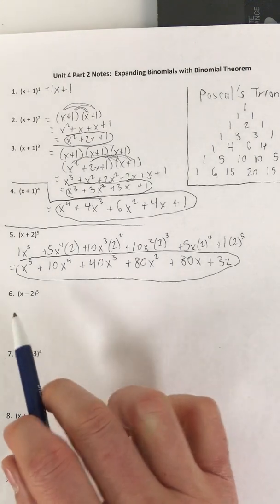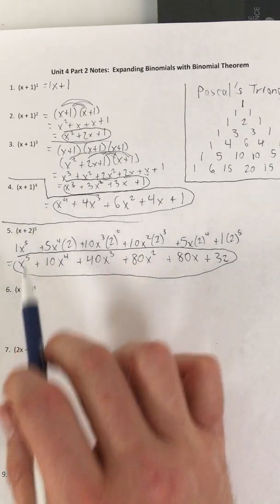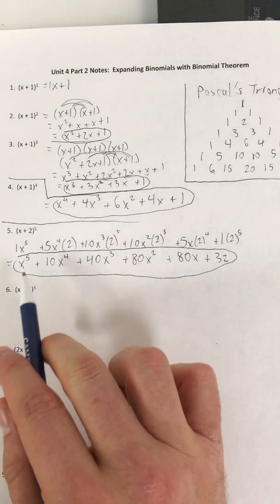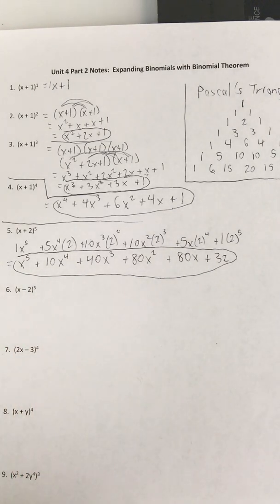Okay, now, next problem. It's almost the same thing. It's an x minus 2 to the 5th. So how do you think that minus will affect this answer? All right, some people might be thinking, well, it's going to make everything negative. Or some people might be thinking, well, it's not going to change anything. Well, let's look at this.